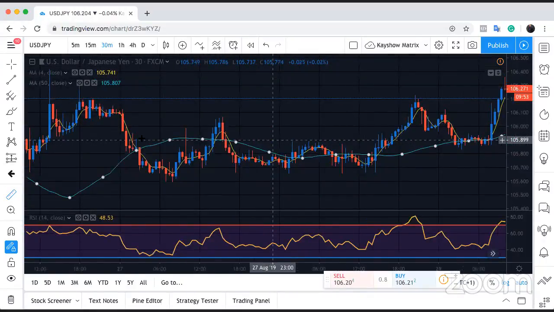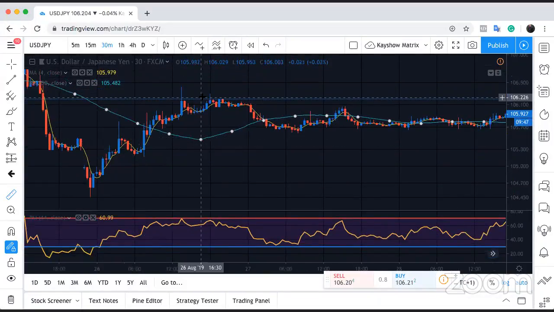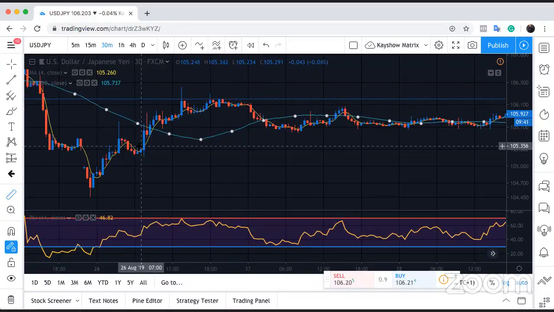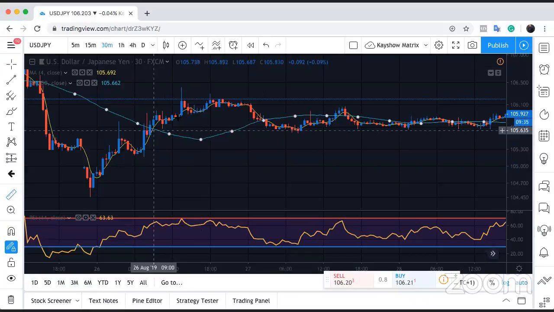Anytime the 4 moving average crosses above the 50 moving average, you already know it's 4 and 50 now, so let me just use yellow and aqua. So anytime the yellow line crosses above the aqua line, you are in a bullish trend, and anytime it crosses below it, you are in a bearish trend.